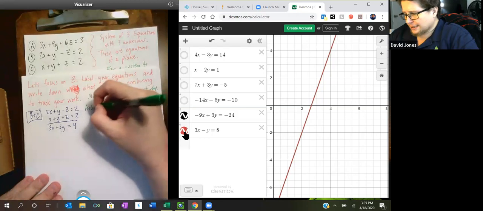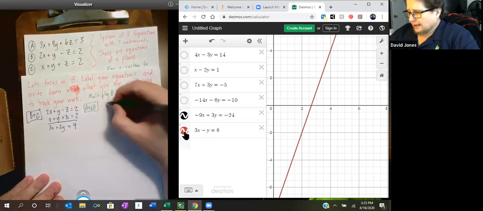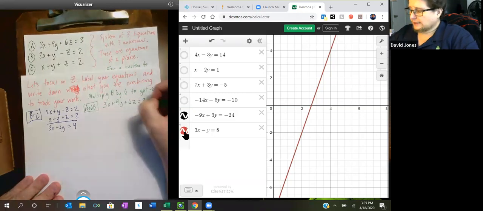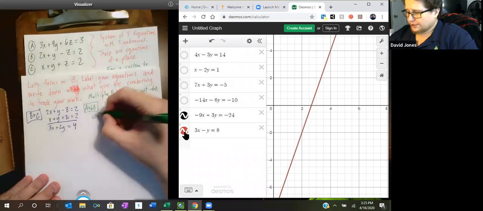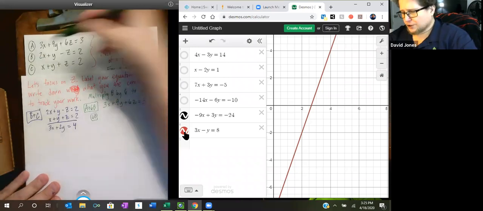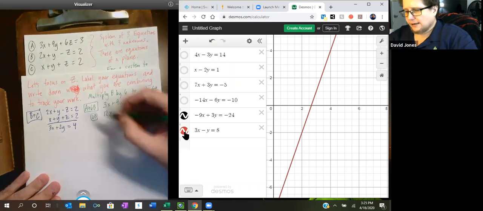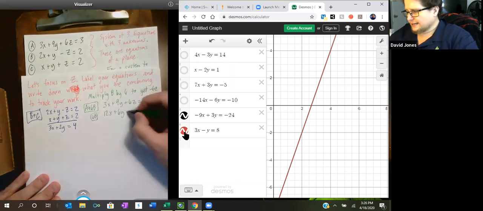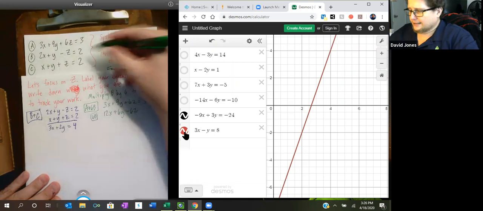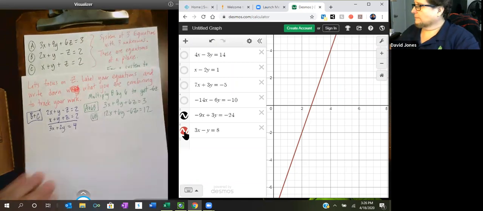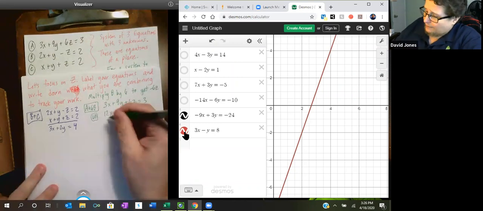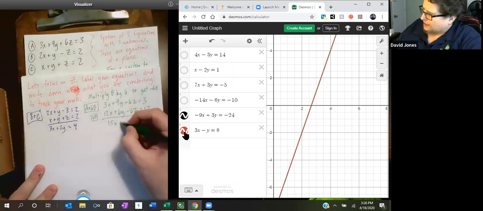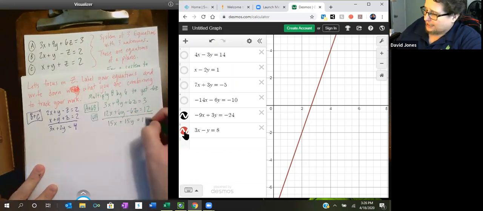So I'm doing A plus 6B. A is 3x plus 9y plus 6z equals 3. My 6B portion is right here. 6 times 2x is 12x. 6 times y is 6y. 6 times negative z is negative 6z. And 6 times 2 is 12. I add these up, and I get 15x plus 15y equals 15.